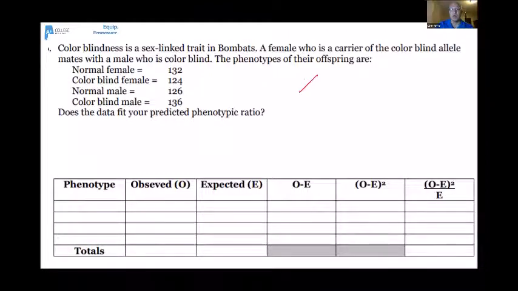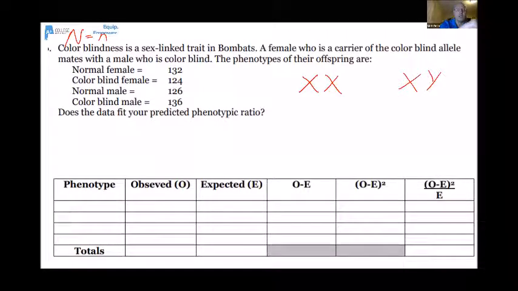So females, hopefully you know, are X, X. So there's the female. Here's the male, X and Y. So it says the female is a carrier for color blindness and the male is colorblind. Well, I could use any symbols here, but I'm going to use big N to be normal vision, which means little n is going to be colorblind.